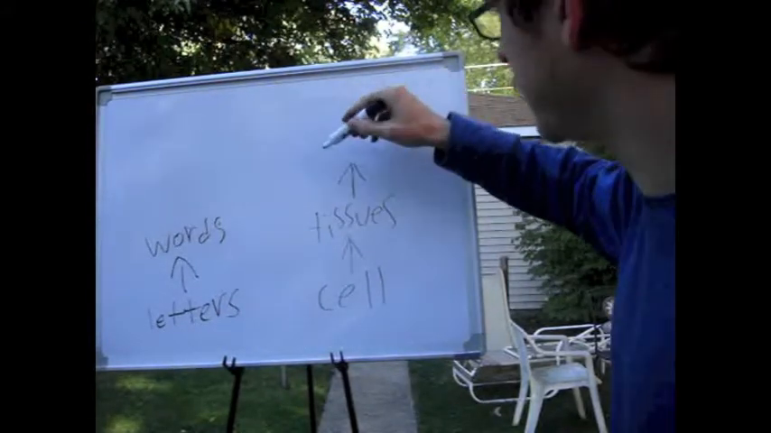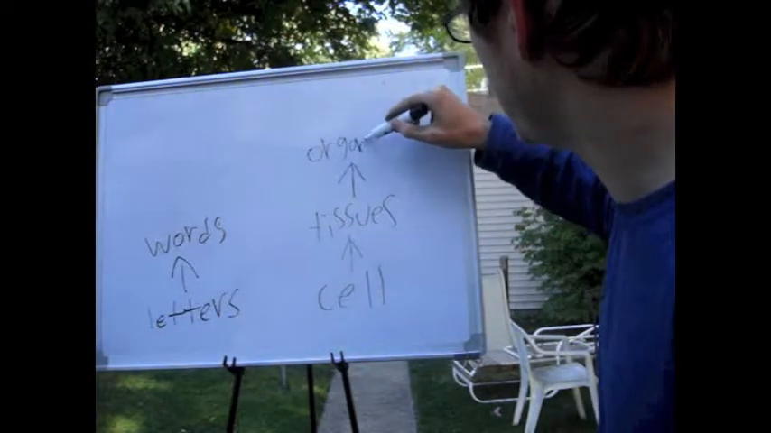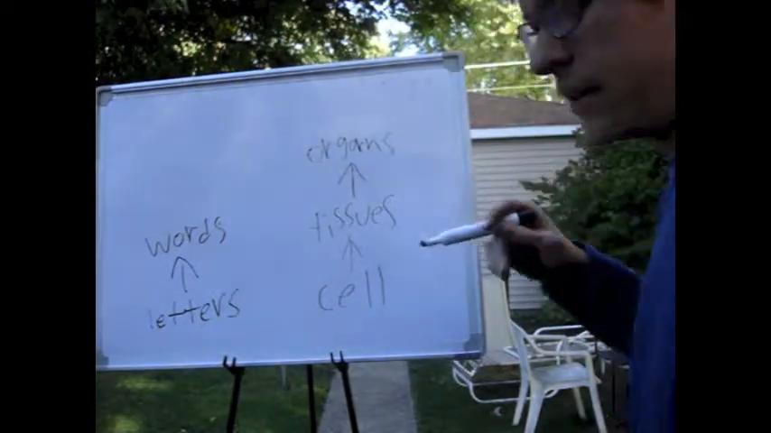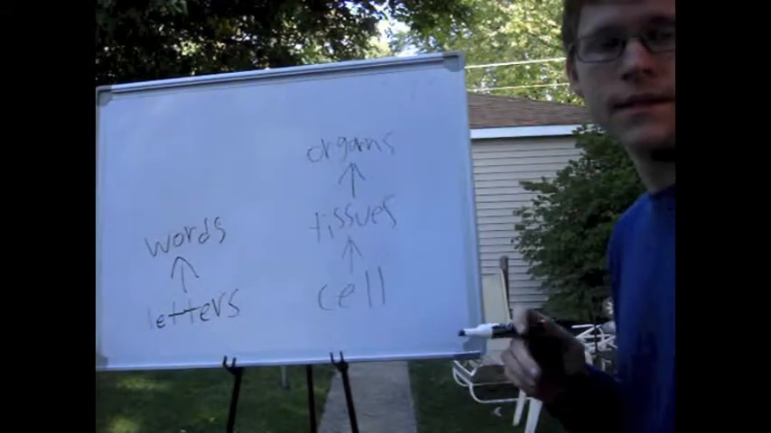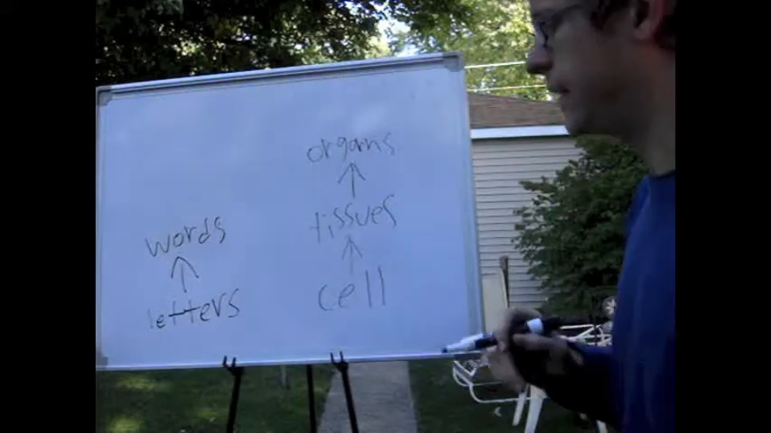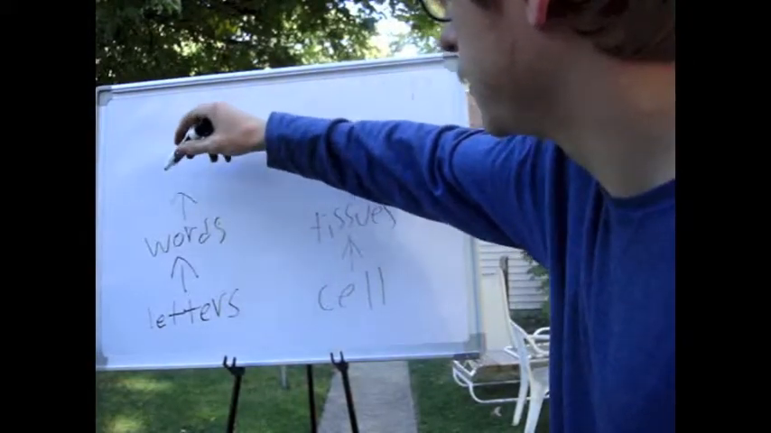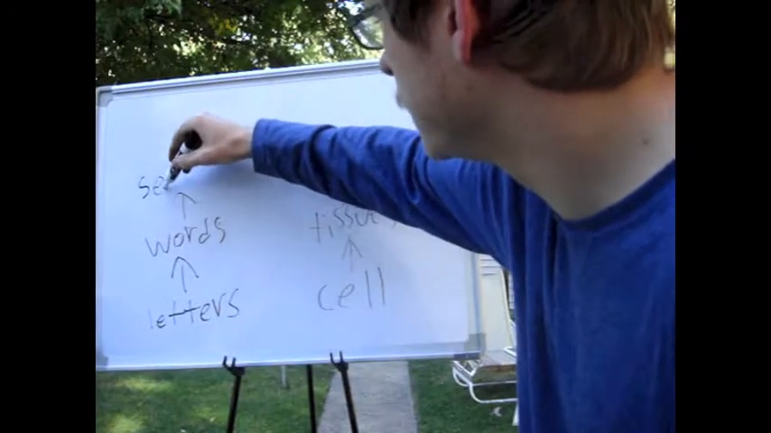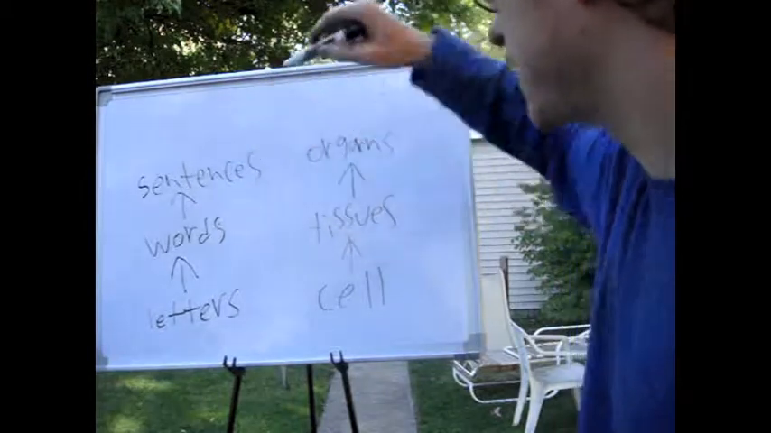I mean, no, it'd be organs. We combine tissues together to get organs, like our heart, spleen, brain, kidneys, muscles. And what would be the next level up in language would be sentences. We combine the words together to make sentences.